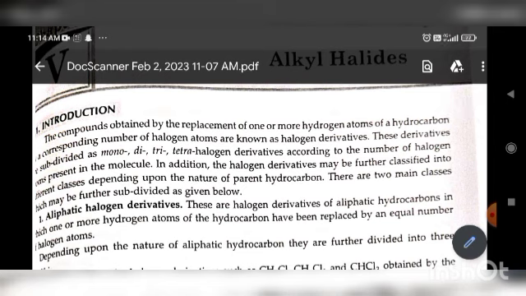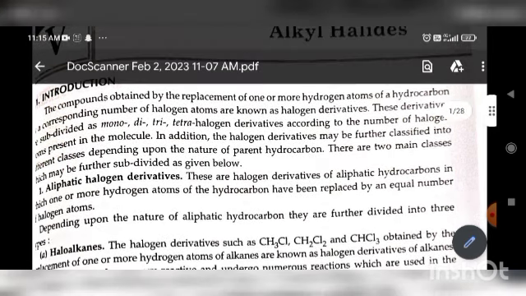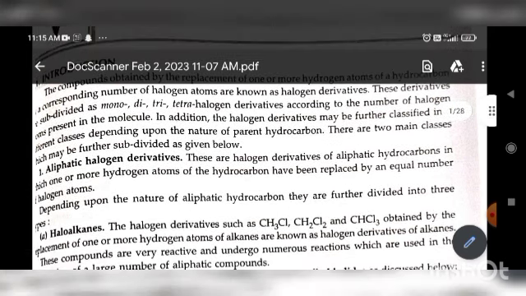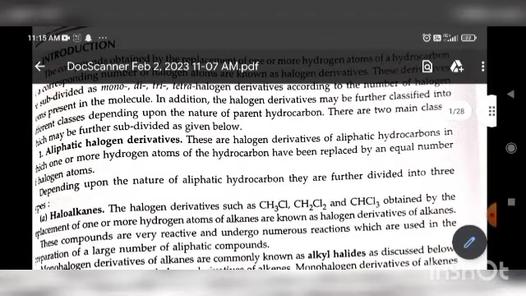These are halogen derivatives of aliphatic hydrocarbons in which one or more hydrogen atoms of the hydrocarbons have been replaced by an equal number of halogen atoms. Depending upon the nature of the aliphatic hydrocarbons, they are further divided into three types. Haloalkanes. The halogen derivatives such as CH3Cl, CH2Cl2 and CHCl3, obtained by the replacement of one or more hydrogen atoms of alkanes, are known as halogen derivatives of alkanes.